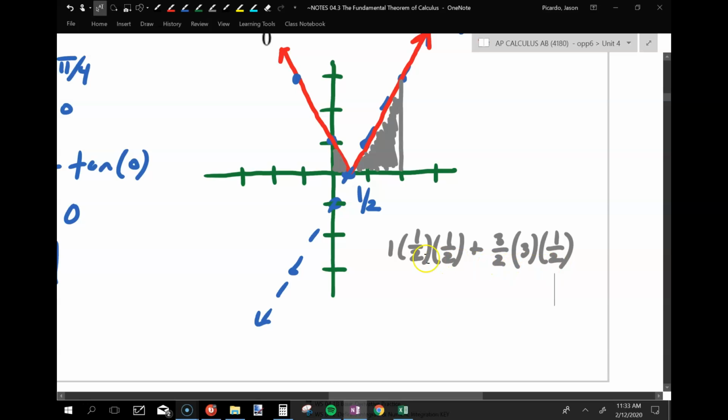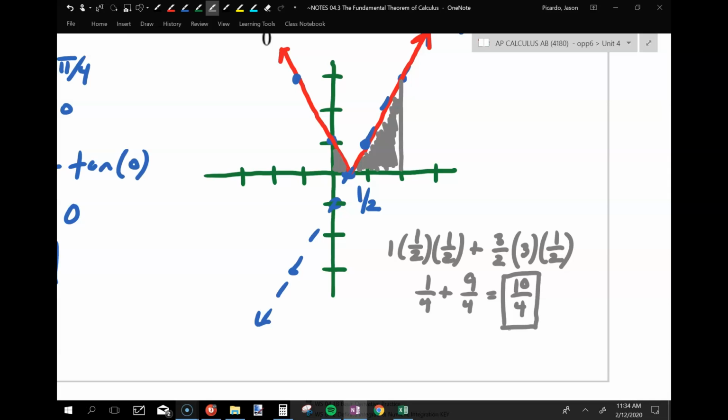So what do I got? I got a quarter plus 9/4. 10/4. 5/2. Right. So again, any point in the storm, right?